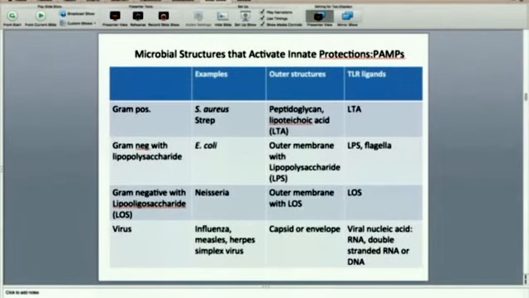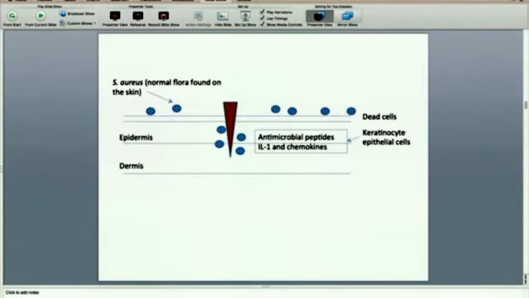And here are some of them in this chart. For Staph aureus, we're looking at primarily lipoteichoic acid and peptidoglycan. And this will trigger the production of antimicrobial peptides and IL-1 and some chemokines.